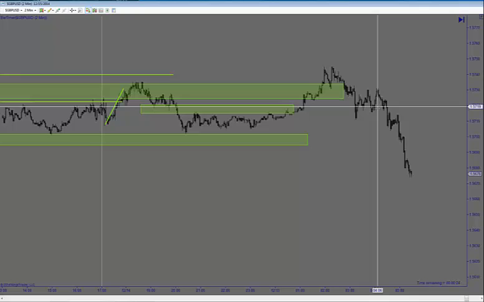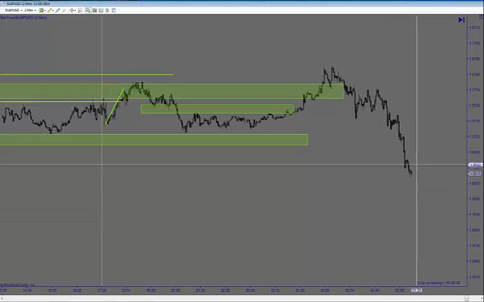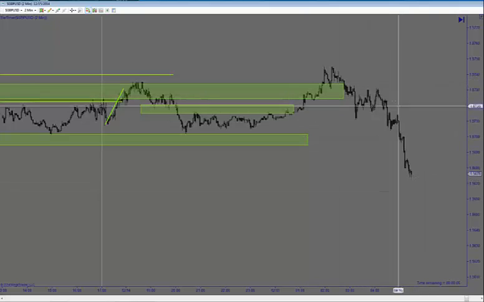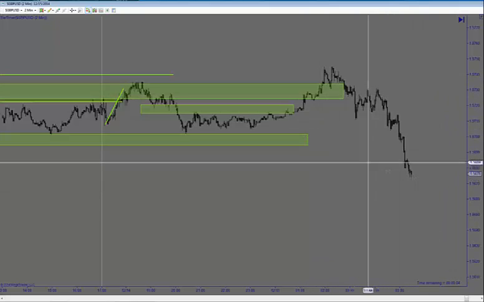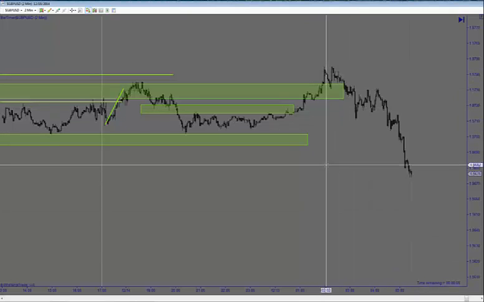And until your expectations fail, there is absolutely no need to change them. They may be breaking down on you, but until they fail, they remain valid. Okay? So, are there any questions regarding structure analysis before we move on to order flow?